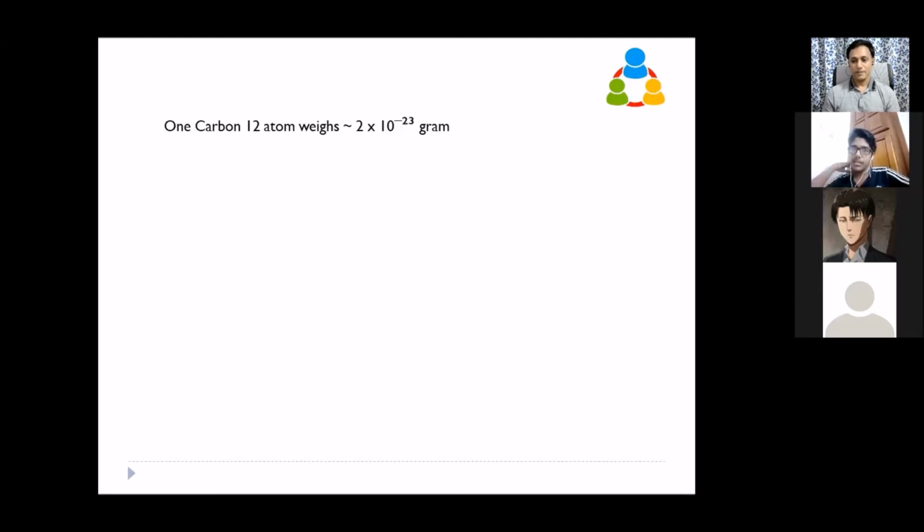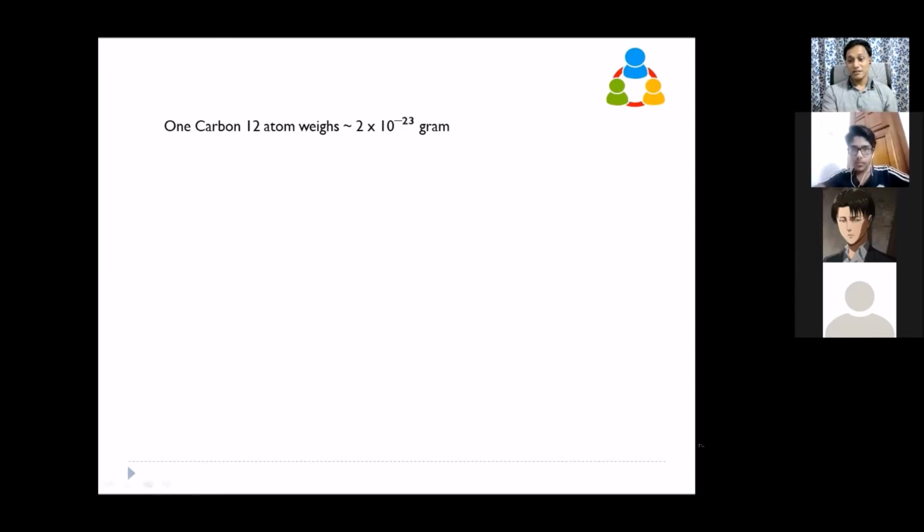One carbon-12 atom. Carbon-12 is the name of one of the isotopes of carbon. Carbon has many isotopes, so carbon-12 is the name, like your name is Adnan Shershi. Like that, carbon-12 is the name of one type of carbon isotope. There can be carbon-30, there can be some other carbons also. So that is the name.